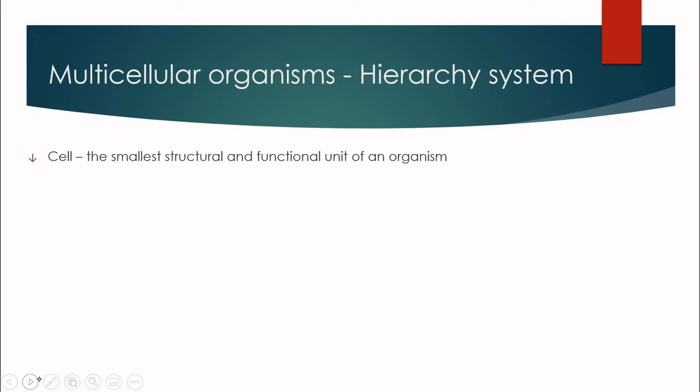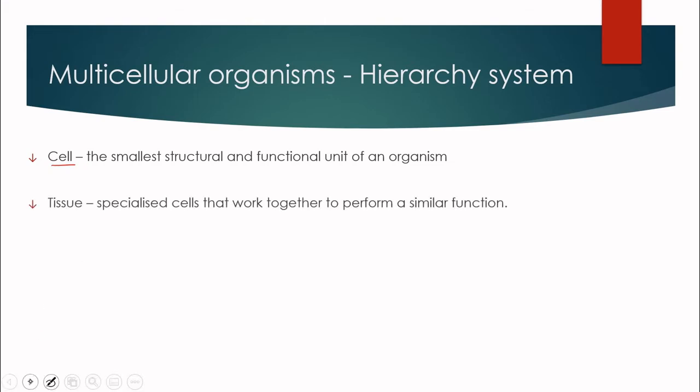So let's have a look at the hierarchy system here. And this may be a little bit of revision. You've probably done this in junior school as well. But the smallest structural and functional unit of an organism is the cell, or of life really, when you think about cell theory. If we step down this hierarchy system here, we go from a cell to tissue. These are specialized cells that work together to perform a similar function. So you might have muscle tissue with muscle cells, for instance, or bones with bone cells, specialized cells working together.